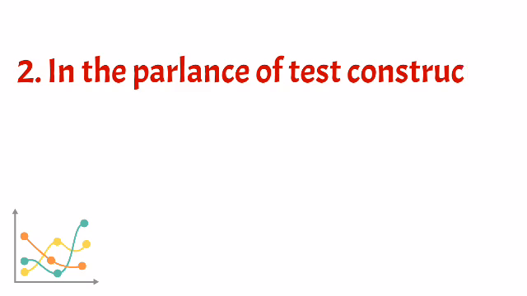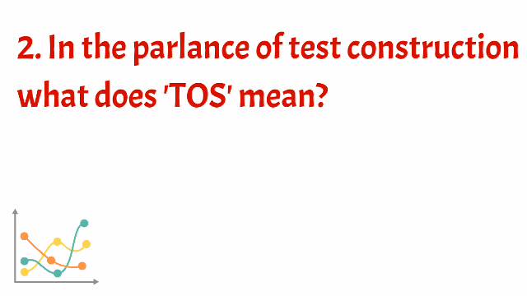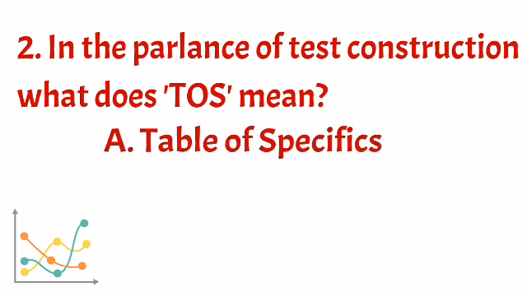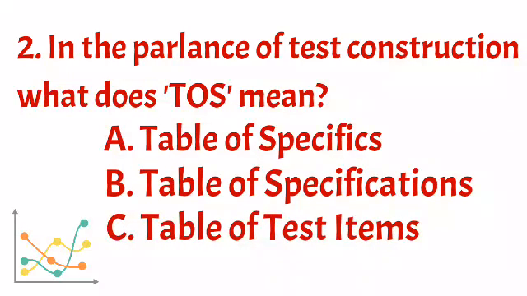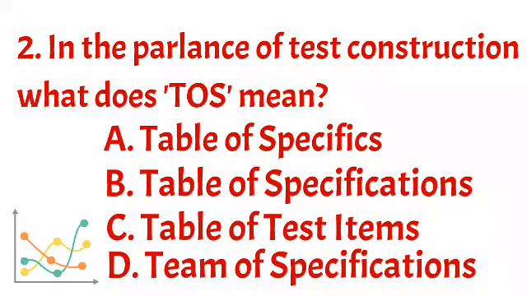Number 2. In the parlance of test construction, what does TOS mean? Letter A, table of specifics. Letter B, table of specification. Letter C, table of test items. And letter D, theme of a specification.